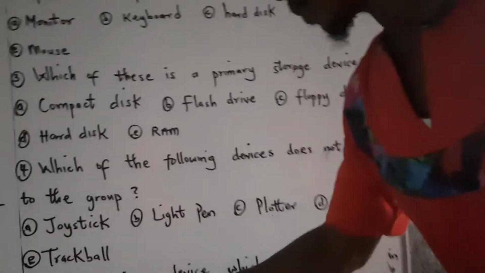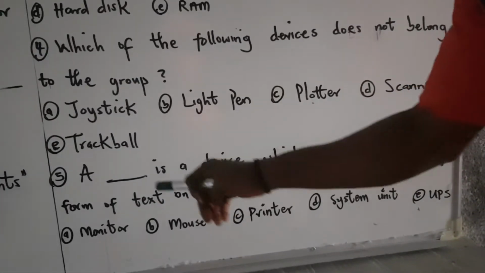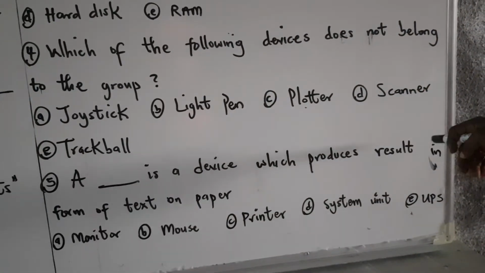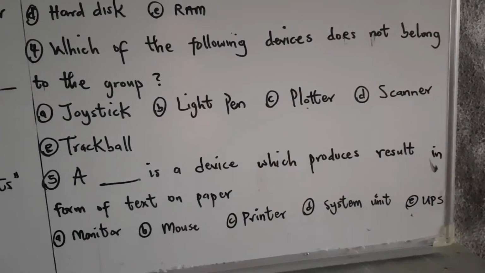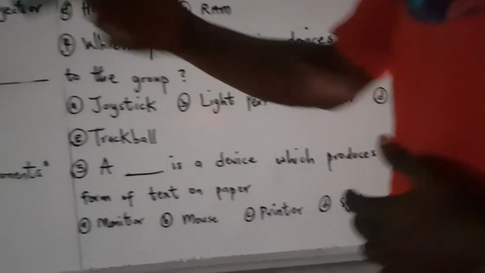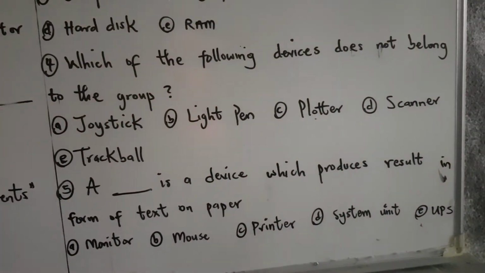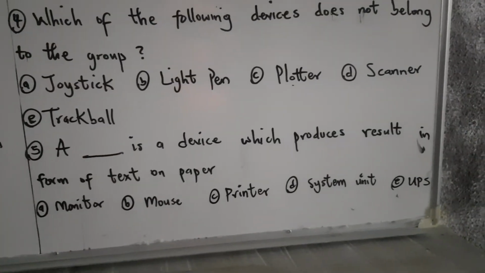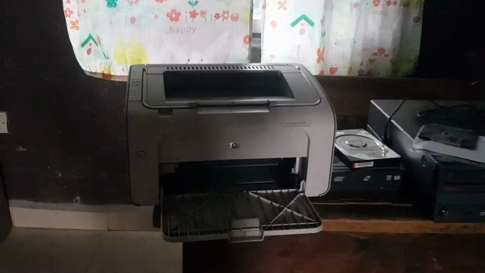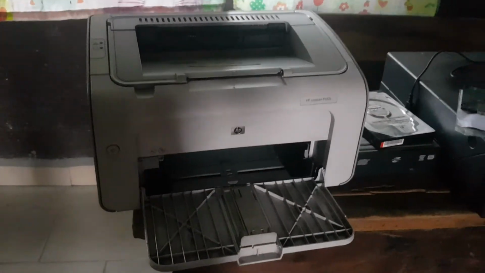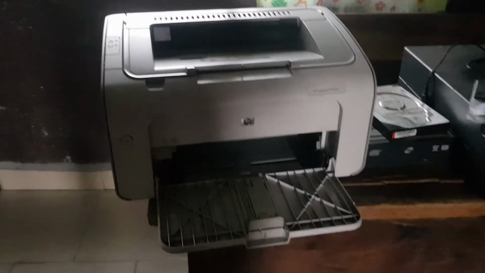Number 5 says, a dash is a device which produces results in form of text on paper. All the devices I displayed here, which of them produces results in form of paper? Mind you, if you are going to produce results in form of paper, that means you are talking of what? An output device. From there, we should be able to pick out our right answer from those options.